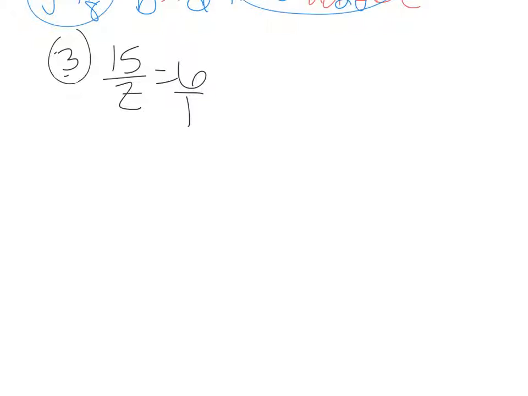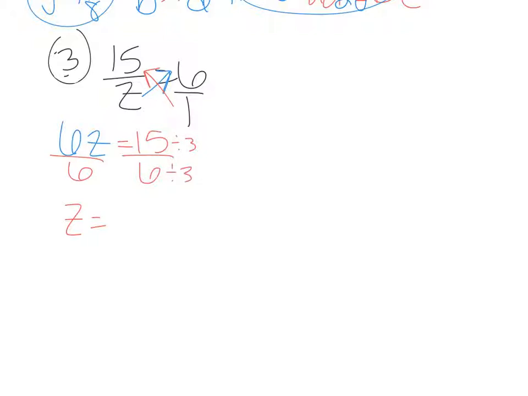That way we see it as a fraction, and now we can take my cross products. Z times 6 gives me 6z, and my other cross product, 1 times 15, just gives me 15. This time, whenever we divide both sides by 6, you do not have to change it to a mixed number, but is 15 over 6 simplified? What do 15 and 6 have in common? A 3. Don't have to change it into a mixed number, but you do need to simplify. If they have a common factor, you need to divide it out. So we should get 5 halves.